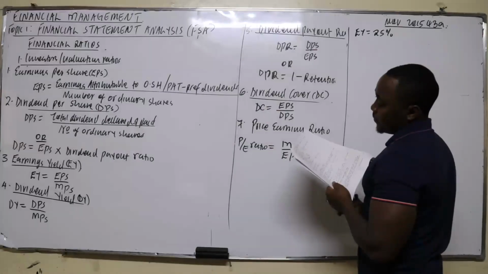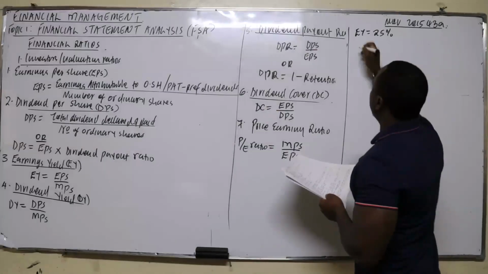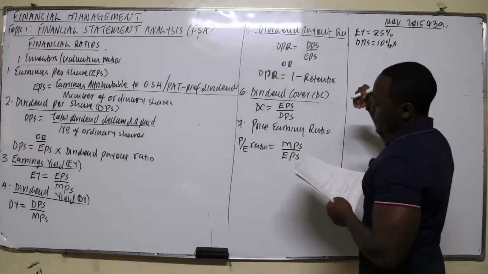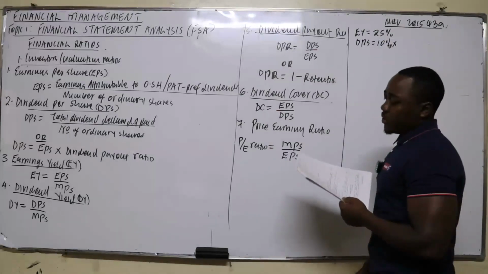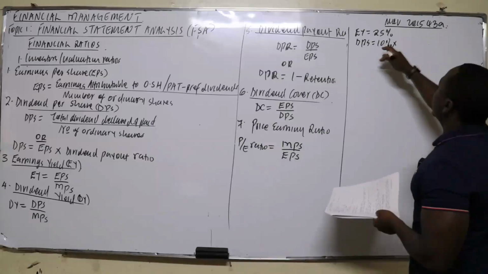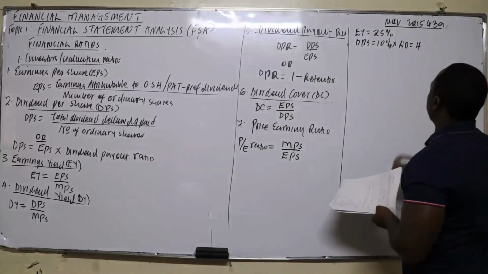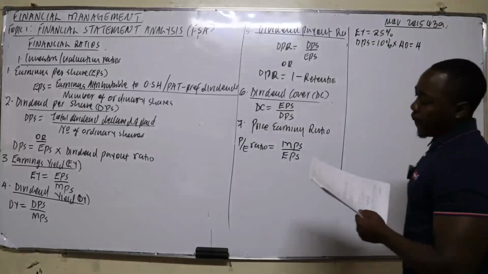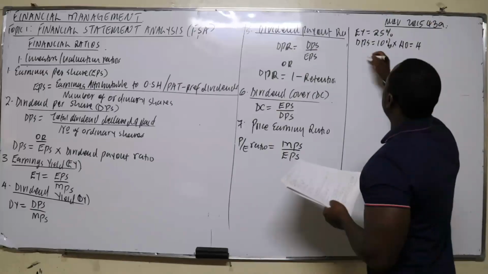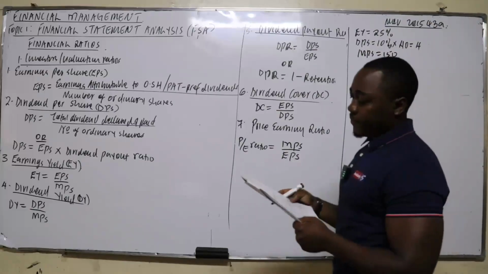Dividend for the year is 10% of the share nominal value. So therefore, the dividend per share will be 10% of the company's share nominal value. We know that the nominal value per share is 40 shillings. So it will be 10% of 40 shillings. That means they pay the dividend of 4 shillings per share. Then you have the market price per share, which is 150.